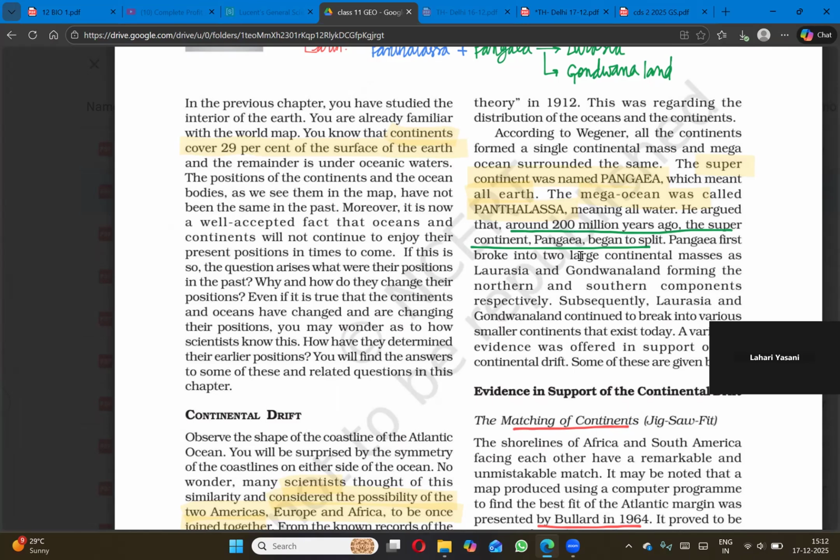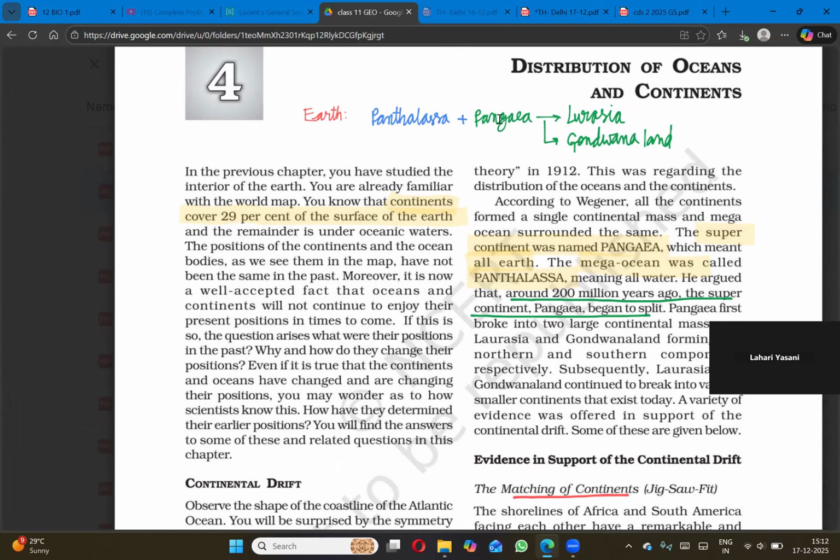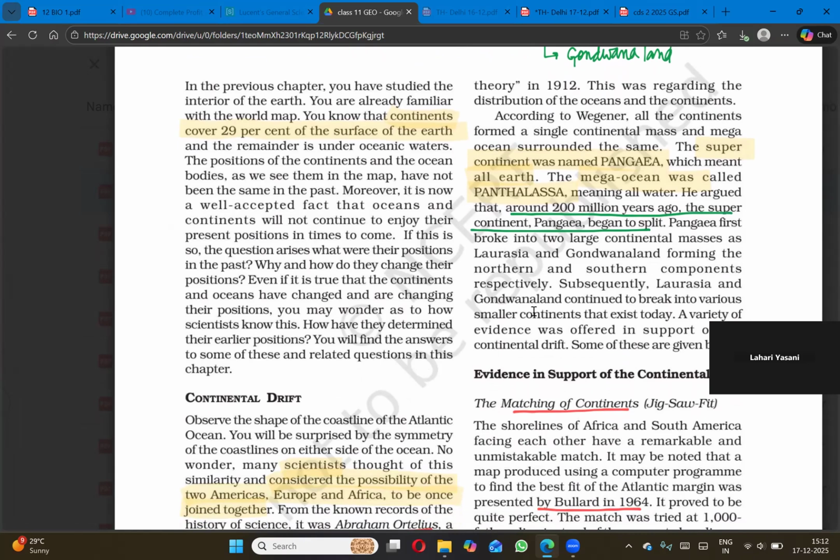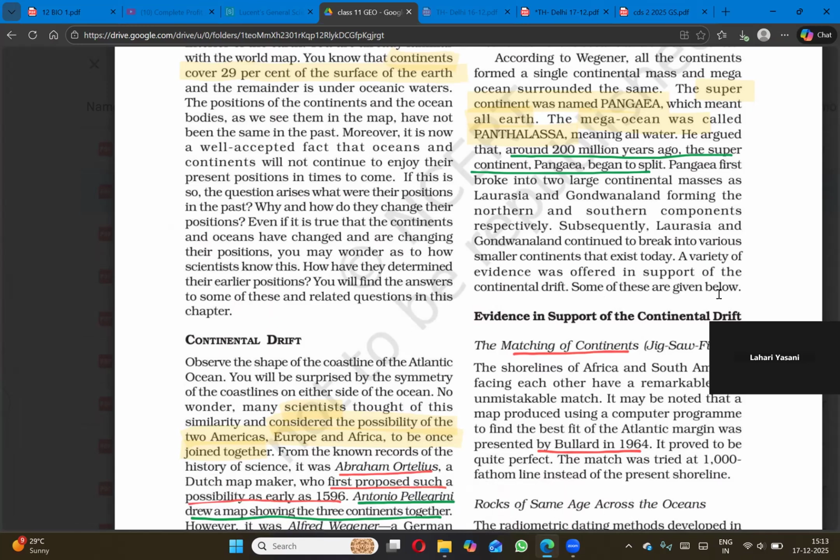Pangaea first broke into two large continental masses. So the Pangaea split into Laurasia and Gondwana land. Laurasia is the northern component, and the Gondwana land is the southern component. Subsequently, Laurasia and Gondwana land continued to break into various smaller continents that exist today. So the first split was Laurasia and Gondwana, and it has subsequently been split to form the existing continents as we have today. A variety of evidence was offered in support of the continental drift theory.